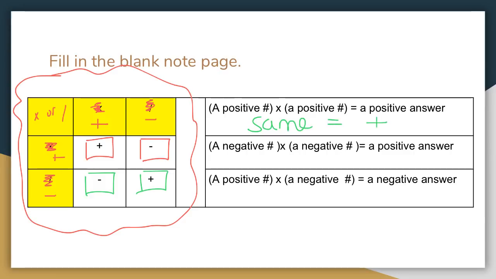So in short, if we have the same type of sign, we will get a positive answer, whether it's a positive times a positive or a negative times a negative. If the signs are the same, you will get a positive answer. The only time you are going to get a negative answer is if you have opposite signs. So one is positive and one is negative, and you will get a negative answer.